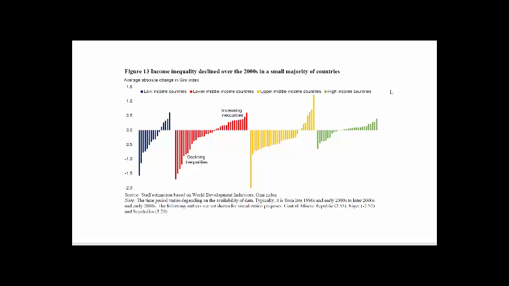And here we're looking at the absolute change in the Gini index. In low income, that's blue; lower middle income, red; yellow, upper middle income; and then green, higher income countries. And you can see that in many cases there's profound change in inequality, and across the board there is a change in inequality.